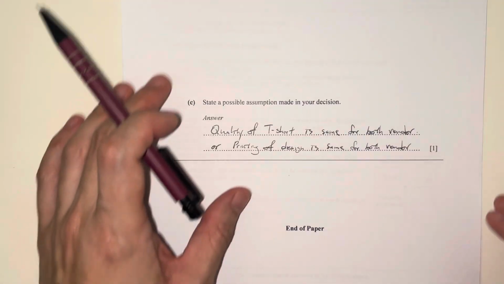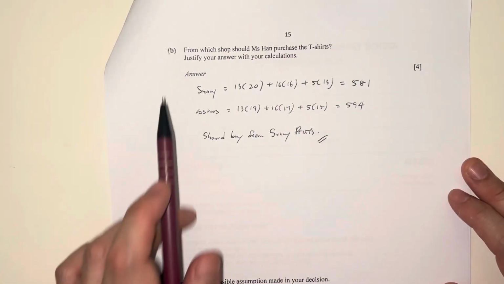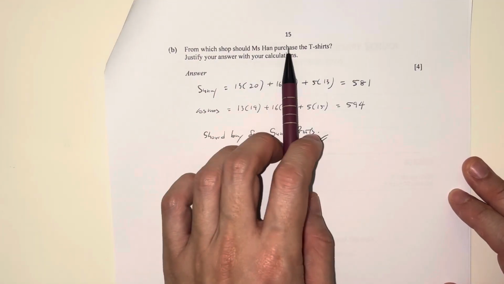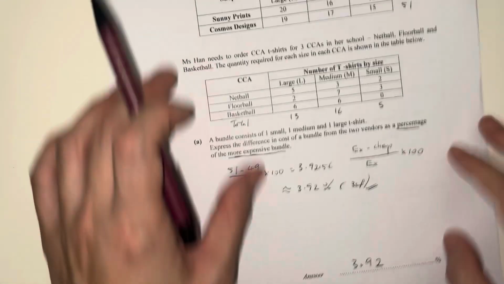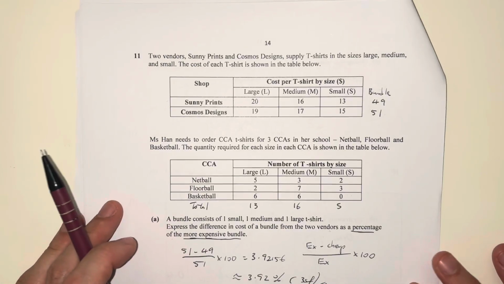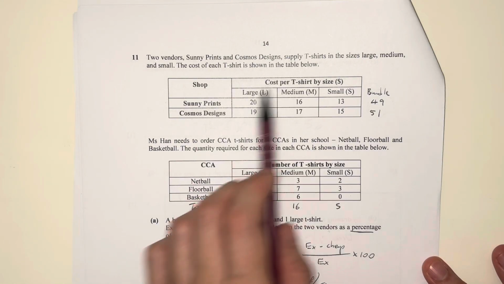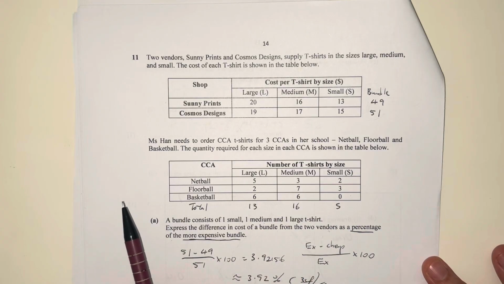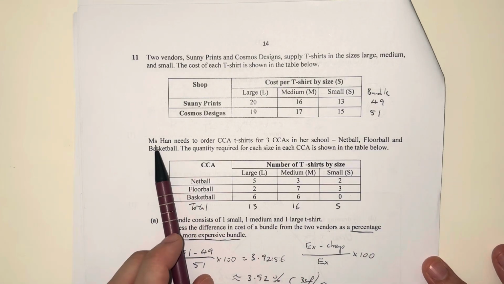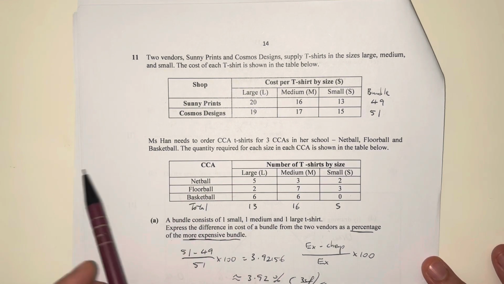So let's look at the next page, the next question, which usually is the higher mark one. From which shop should this teacher purchase the t-shirt? And of course you must do your calculation. This is actually quite simple. If you look at the cost, we only have basically one variable, the price, and how many we are buying. Since this teacher, Miss Han, is clearly overworked, one person buys for 3 CCA's t-shirts. I don't know why, but never mind, let's not get there.